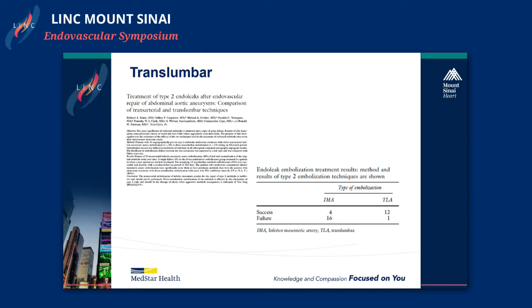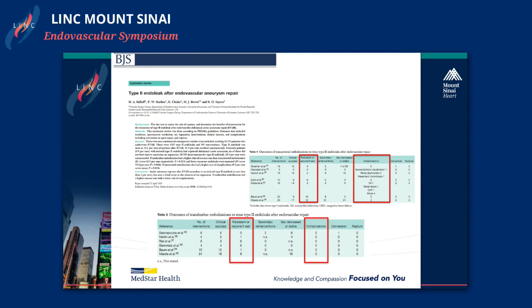Translumbar access started gaining popularity in the early 2000s when people were dissatisfied with the results of transarterial embolization. You can see in this paper the results of the translumbar approach had significantly better results than that of the transarterial techniques. And in this paper, they look at the different types of complications. It was a meta-analysis of different papers and a review, and you can see that the rates of complications with translumbar were much less in these published series as compared to that of transarterial. And that probably has something to do with not needing to come through all these collateral pathways, which can obviously lead to some type of complication.